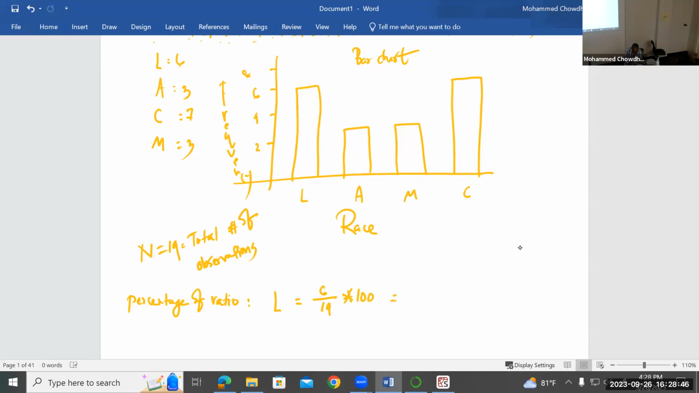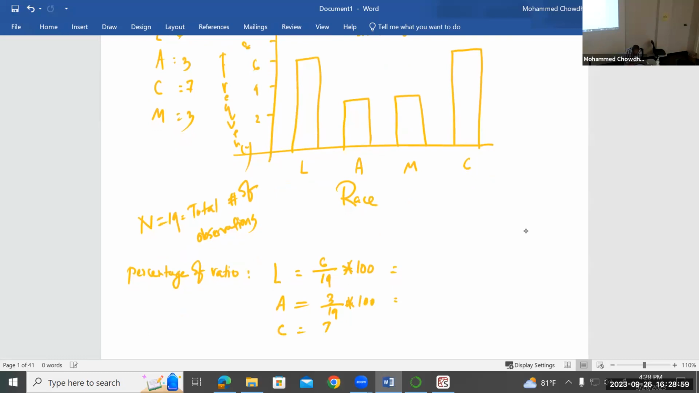Can someone tell me what that percentage is? And then African American, 3/19 times 100. Caucasian, 7/19 times 100. And then Mongoloid, 3/19 times 100. Okay, tell me. Is it 31.5? Yes, 31.5. Then African American is 15.7, then Caucasian is 36.8, and Mongoloid is 15.7. If you add them up, you will get 100%, okay? All of this equals 100%.